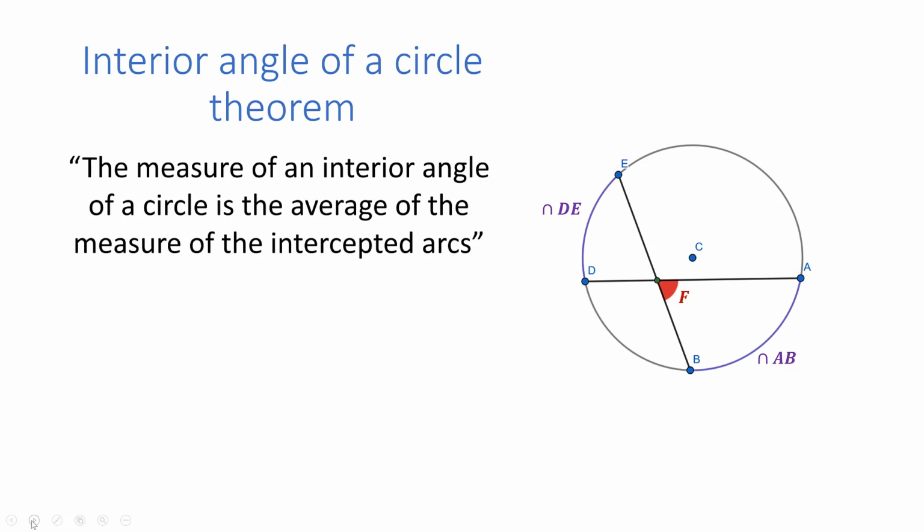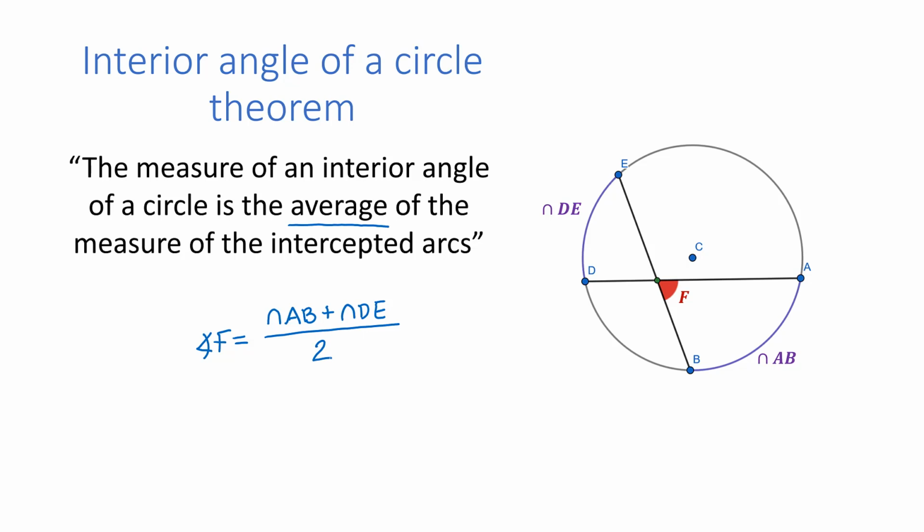Let's write it down. The interior angle is angle F. That is going to be equal to the average of the measure of the intercepted arcs. We know that we calculate the average by adding and then dividing by the number of items we have. Since we only have two intercepted arcs, we are going to be dividing over 2. So we add both arcs, arc AB plus arc DE, and we divide over 2.